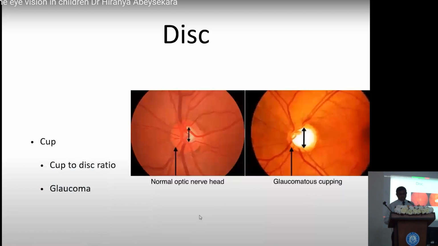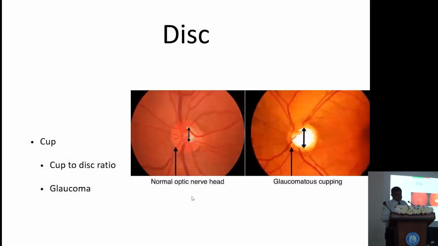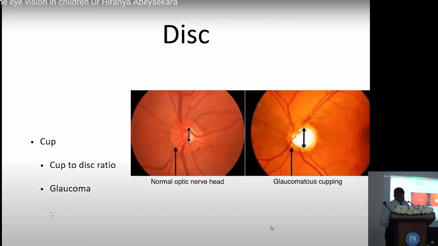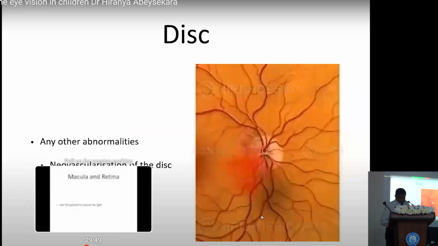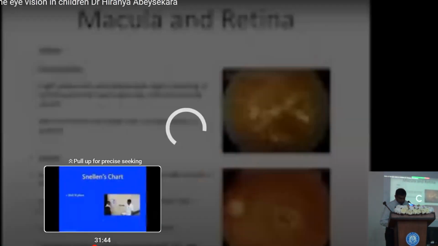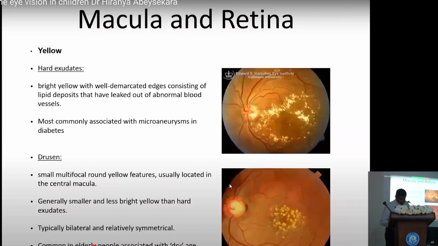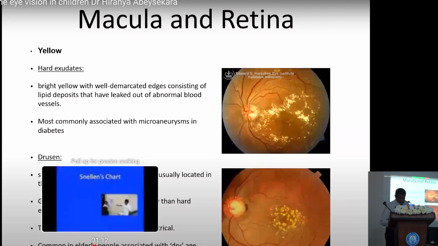So the cup is also important, because cup to disc ratio is an important feature in diagnosing glaucoma. So I will skip these few slides because that is for the medical students.